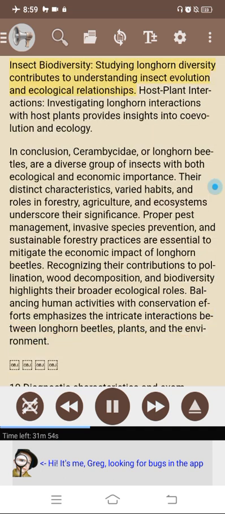10. Scientific research. Insect biodiversity. Studying longhorn diversity contributes to understanding insect evolution and ecological relationships. Host-plant interactions. Investigating longhorn interactions with host plants provides insights into coevolution and ecology.